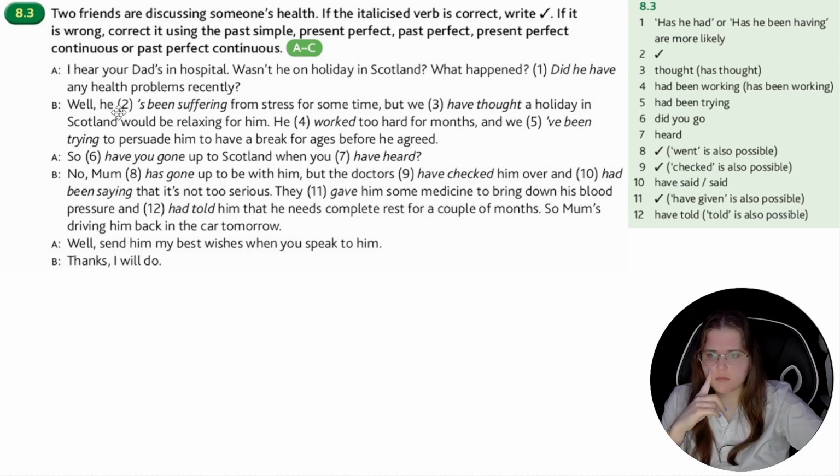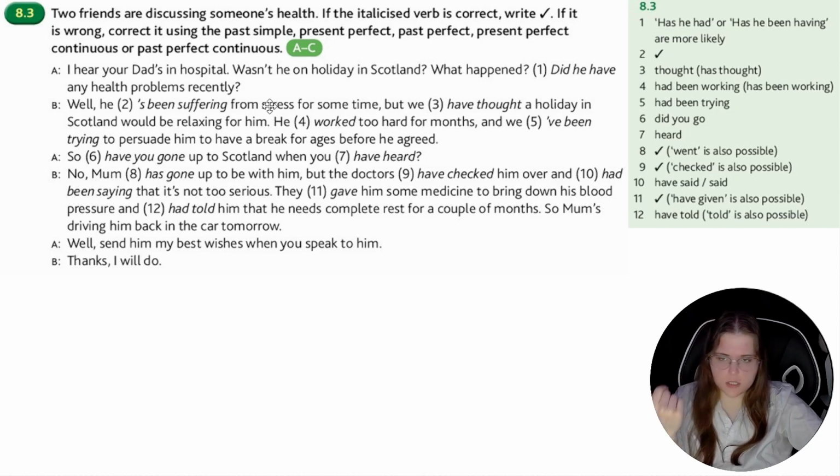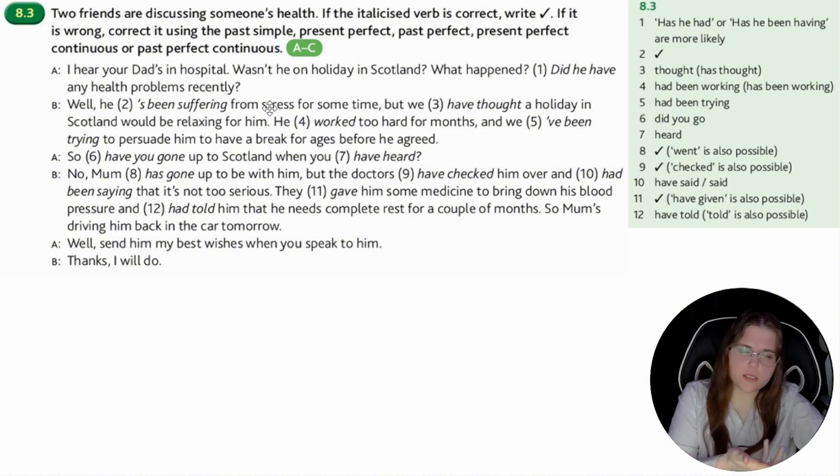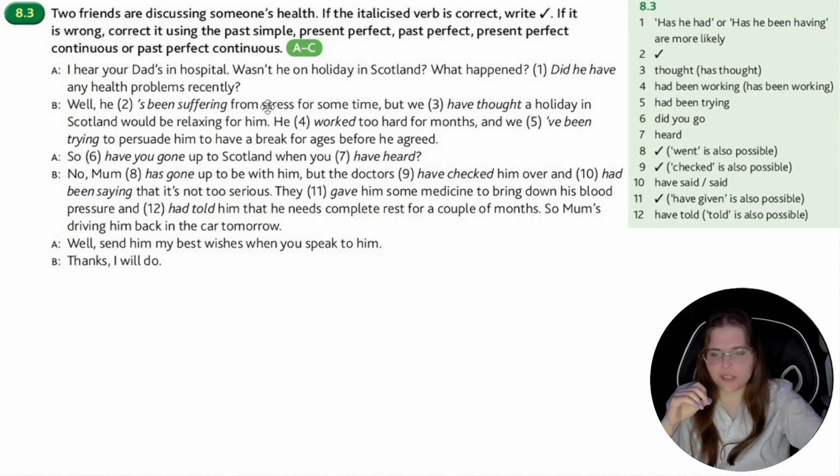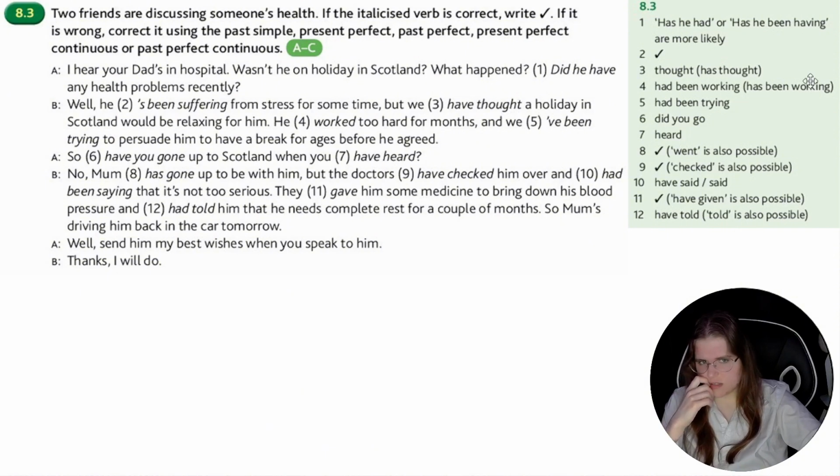Well, he has been suffering from stress for some time, but we... Correct, by the way. He has been suffering. He started it some time ago. He is doing it right now, and he will be doing it in the future. So yeah, he has been suffering. But we, thought or has thought a holiday in Scotland. Has thought? No. No. But we thought a holiday in Scotland would be relaxing for him.